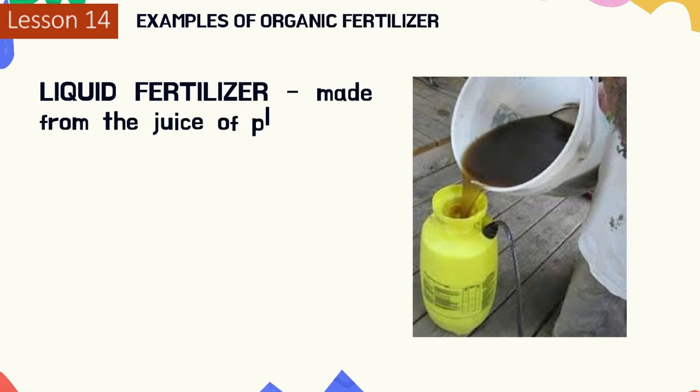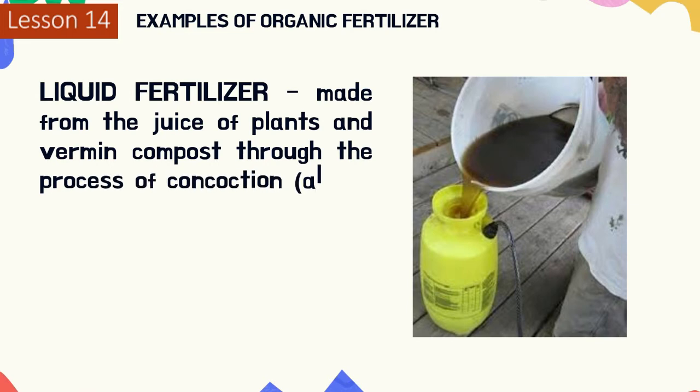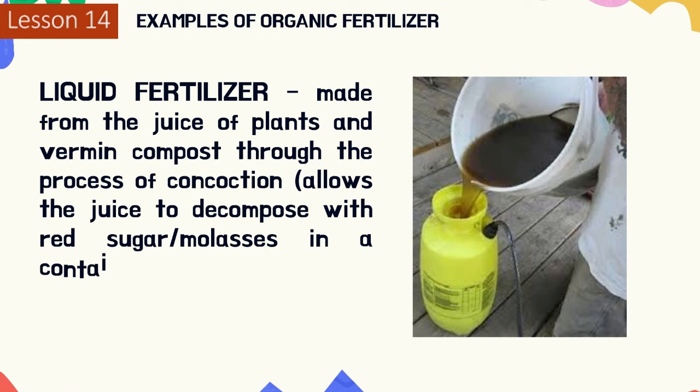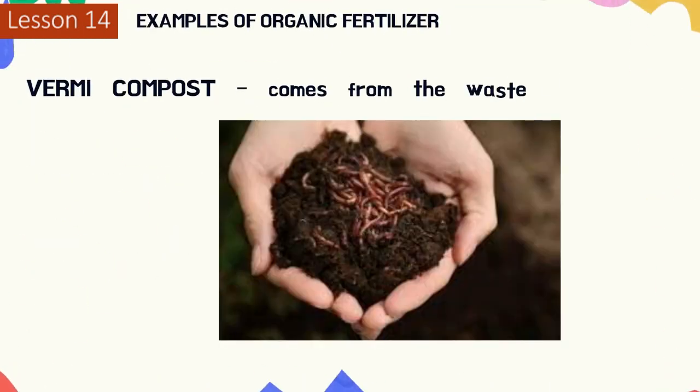Liquid fertilizers are made from the juice of plants and vermicompost through the process of concoction. So it allows the juice to decompose with red sugar or molasses in a container. And last is the vermicompost. It comes from the waste of vermin, or what we call earthworm.